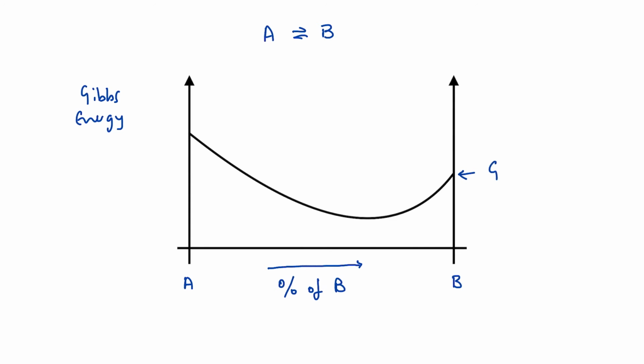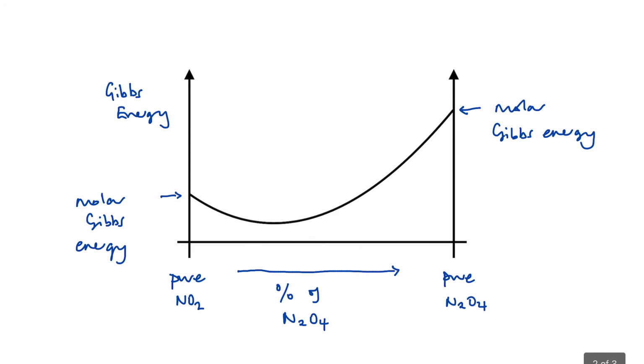This here is the Gibbs molar energy for substance B and for substance A. In this case, since B has a lower molar Gibbs energy than A, our position of equilibrium lies more strongly to the right. In comparison with NO2 and N2O4, NO2 had a lower molar Gibbs energy than N2O4, hence the position of equilibrium lay further to the left. There was a higher concentration of NO2 in our equilibrium mixture than there was of N2O4.